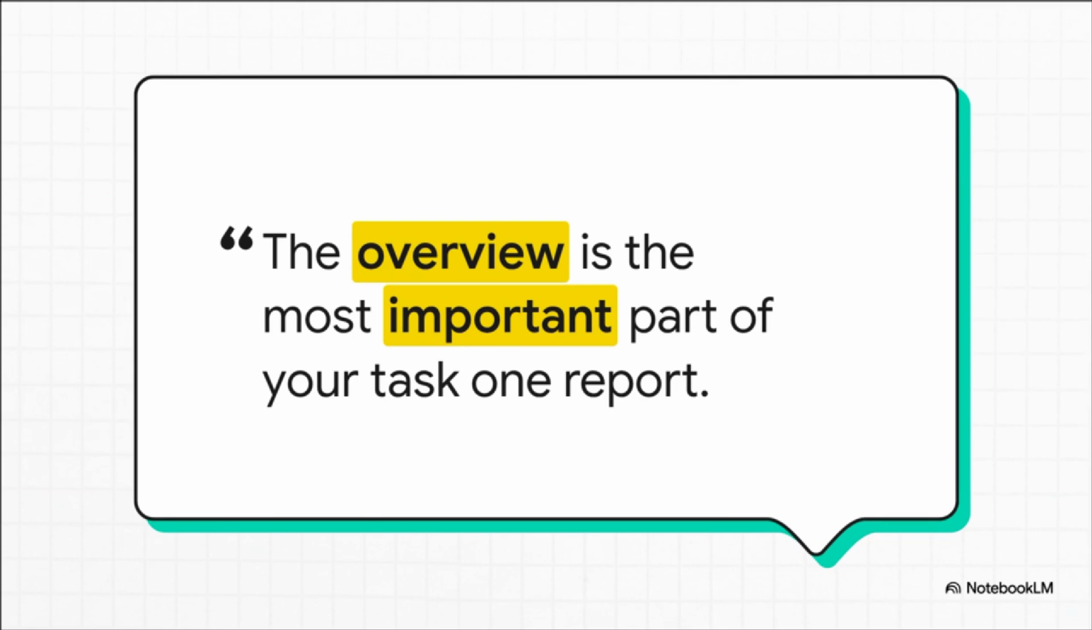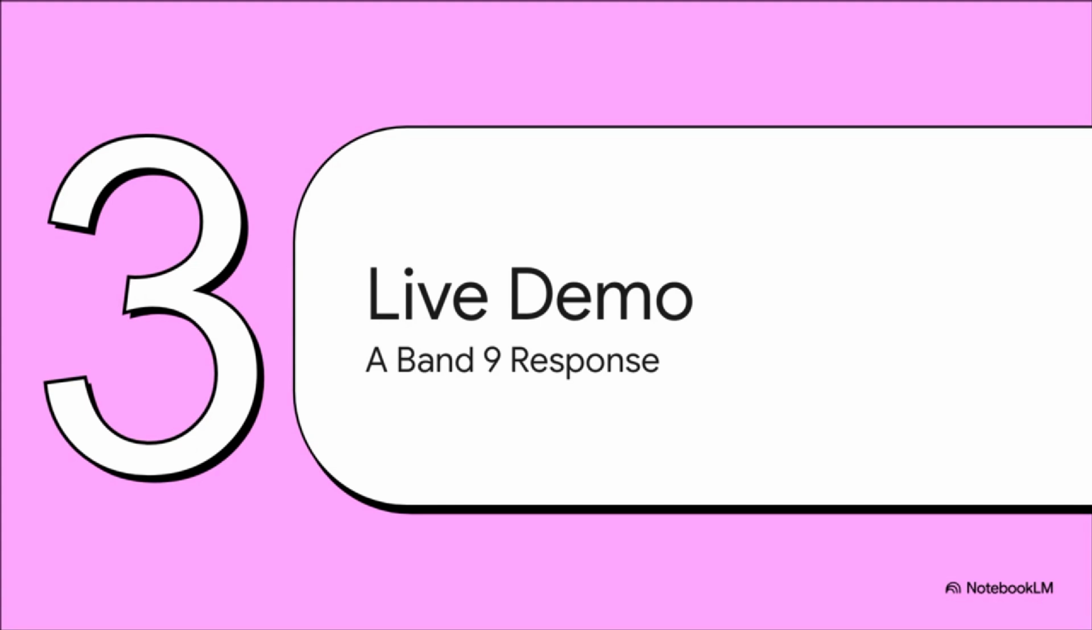Let me say that again, because it's so important. The overview is where you make or break your score. Your job is to step back, look at the whole visual, and pull out the 2 to 4 most significant things you see. And the golden rule? Absolutely no specific numbers here. Just the main story.